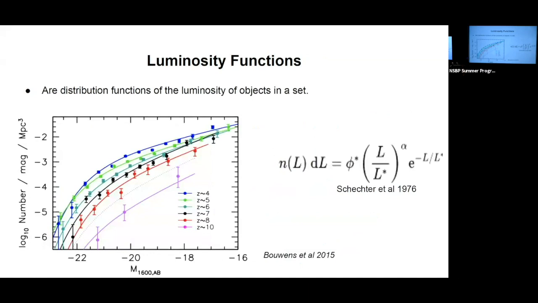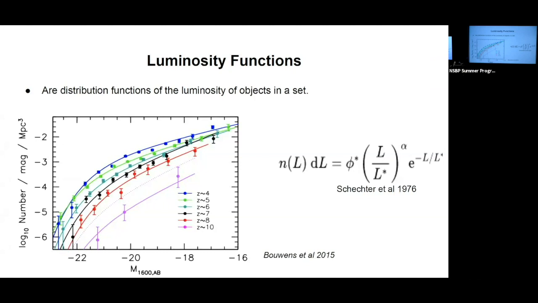So let's go to luminosity functions. Luminosity functions are basically the abundance of objects in a set, in this case, the abundance of galaxies in a cluster, maybe. What we're looking at here is the number of galaxies per magnitude and per volume, and this is the magnitude. We usually use luminosity functions to define the abundance of galaxies, but since we're using luminosity functions at a high redshift, we choose to use an absolute magnitude.